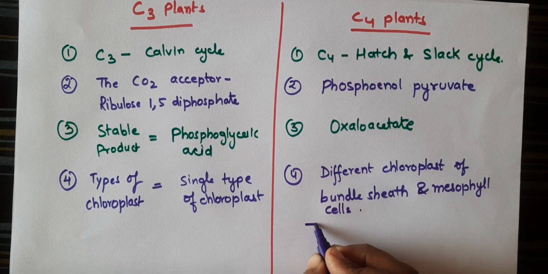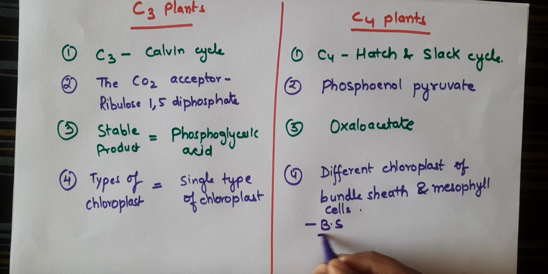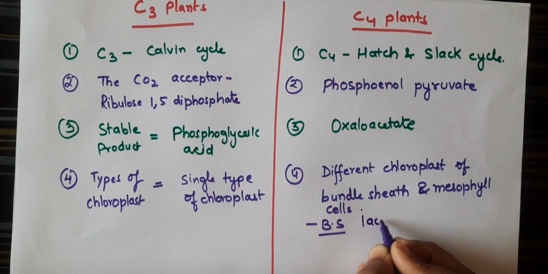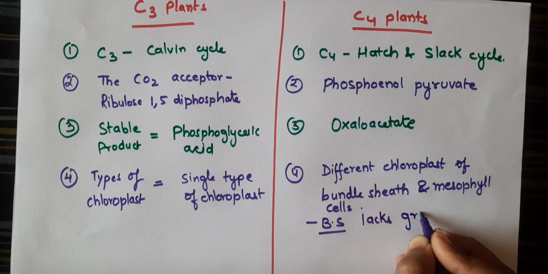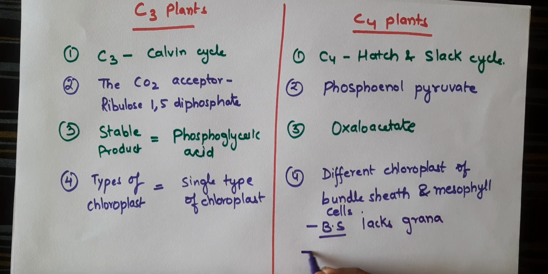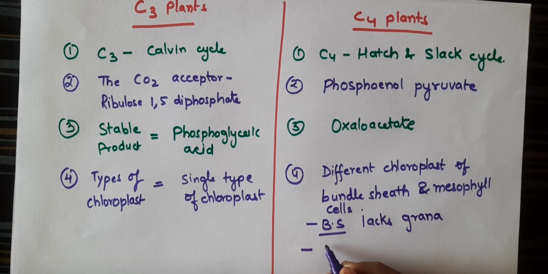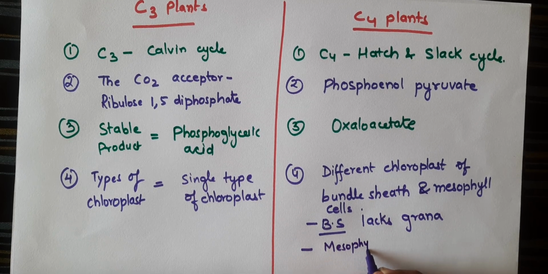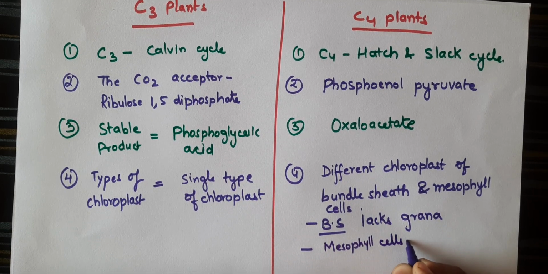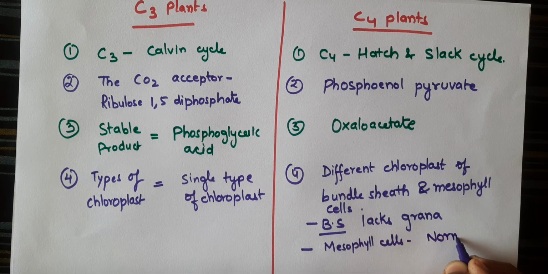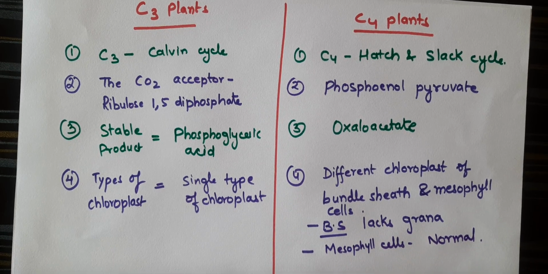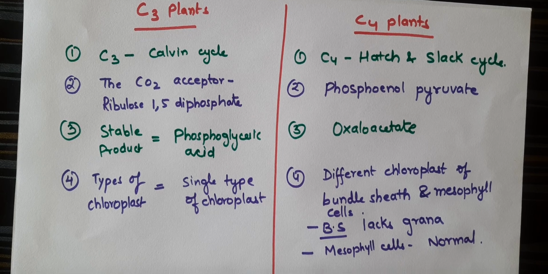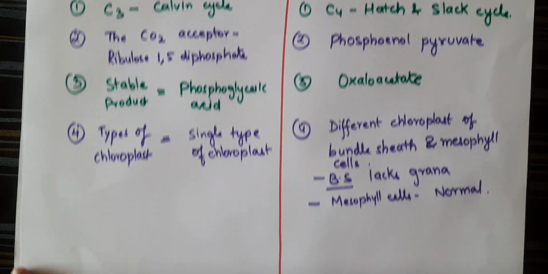And what is the difference? The bundle sheath (BS) cells lack grana. However, mesophyll cells have the normal chloroplast. So only bundle sheath cells lack the grana. This is the basic difference between the type of chloroplast in C3 and C4.